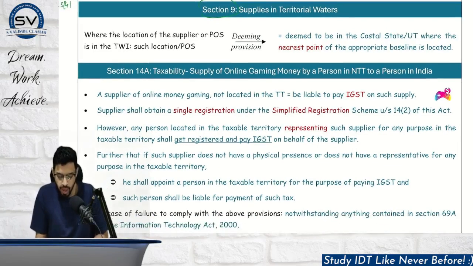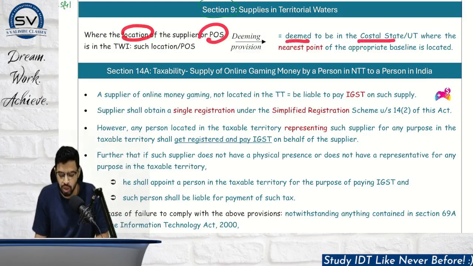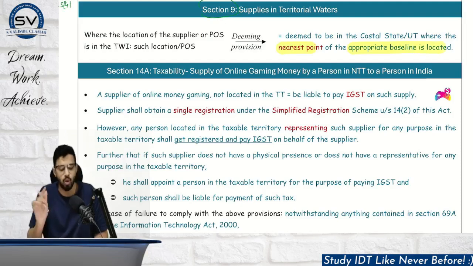See, when the location of supplier or place of supply is in TWI, because these two terms are only relevant for deciding and concluding the nature of transaction, here the deeming provision will kick in, as to these location or place of supply shall be deemed to be the coastal state or UT where the nearest point of the appropriate baseline is located. Nearest point will be given in the question.